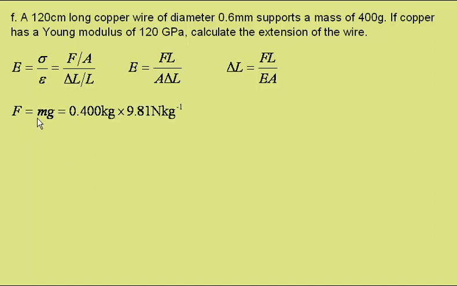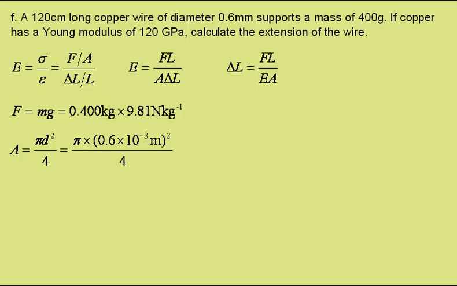Force is given by mass multiplied by gravitational field strength, which in this case 400 grams is 0.4 kilograms, multiplied by the gravitational field strength of 9.81 newtons per kilogram. The area of the wire is given by pi d squared over 4, and that is pi multiplied by 0.6 times 10 to the minus 3 meters, because we were given the diameter in millimeters, all squared, divided by 4.